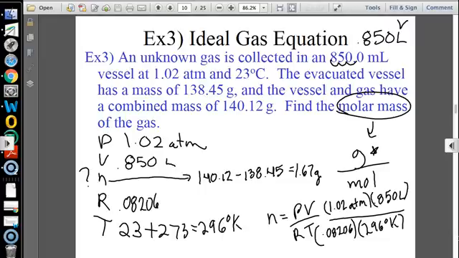So solve for n, and then you're going to put that answer right here, and then you're going to take the 1.67 grams and divide it by n, and that will give you your molar mass. Isn't this fun? Like a puzzle, huh?